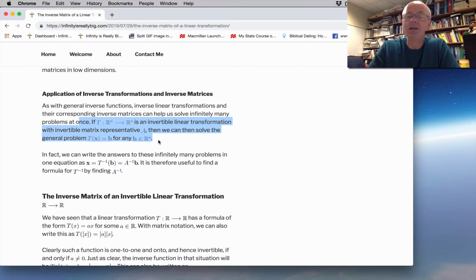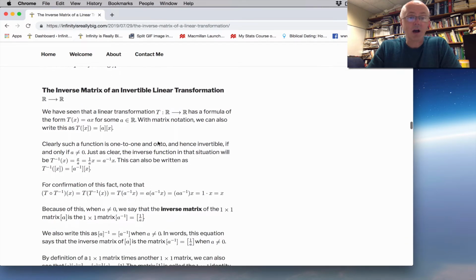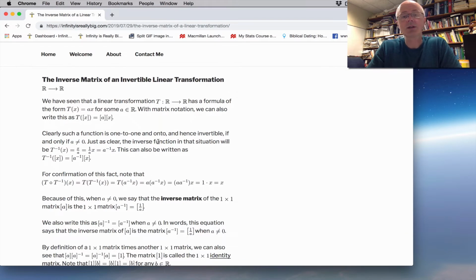T of x equals b, for any b. You can solve for x. And if T is invertible, in other words, if A is invertible, that answer is going to be A inverse times b. That's the use of inverse matrices. If you can find a formula for A inverse and multiply it times an arbitrary b, you have solved this equation for any arbitrary b. So as I often do, let's start in low dimensions and work our way to high dimensions.